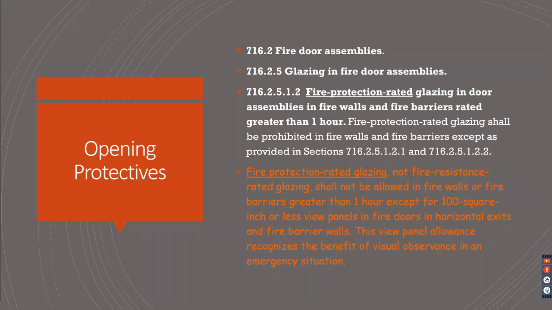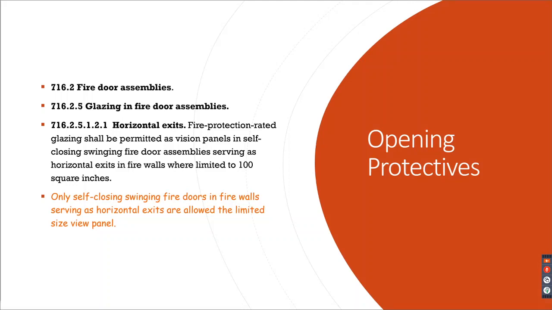And that view panel is important because that allowance recognizes the benefit of visual observance in an emergency situation. Do you want to go through that door? Is there smoke on the other side? And then horizontal exits: fire protection rated glazing shall be permitted as vision panels in self-closing swinging fire door assemblies serving as horizontal exits in fire walls where limited to 100 square inches. So only self-closing swinging fire doors in fire walls that serve as a horizontal exit are allowed the limited size view panel.